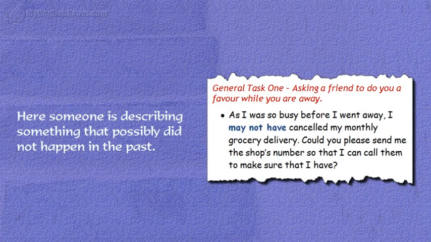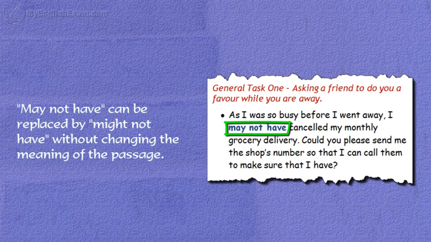Here someone is describing something that possibly did not happen in the past. General Task 1. Asking a friend to do you a favour while you are away. As I was so busy before I went away, I may not have cancelled my monthly grocery delivery. Could you please send me the shop's number so that I can call them to make sure that I have? May not have can be replaced by might not have without changing the meaning of the passage.